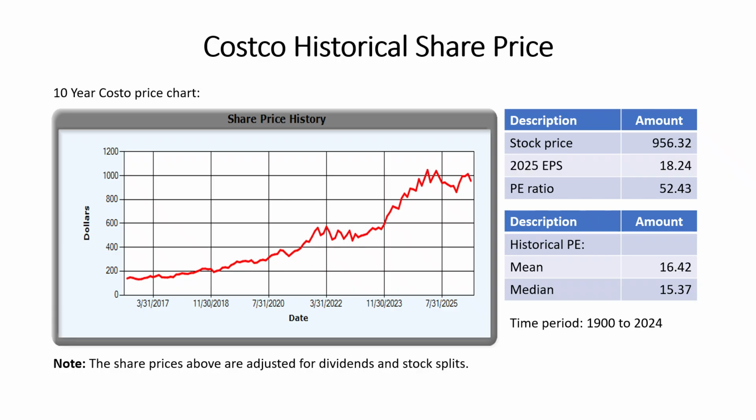We can also see that by looking at the PE. That's the first table to the right. We have the stock price of 956.32. Now, the earnings per share at the end of 2025 was 18.24.